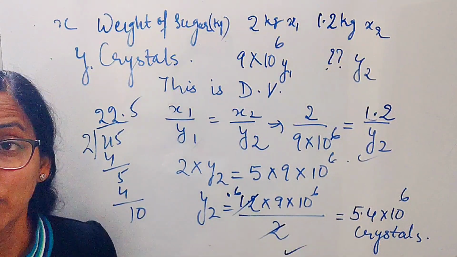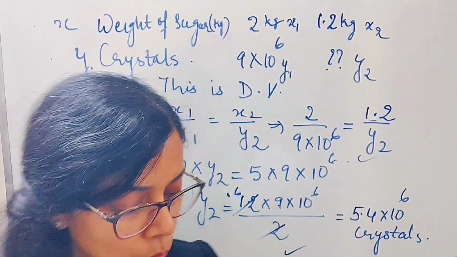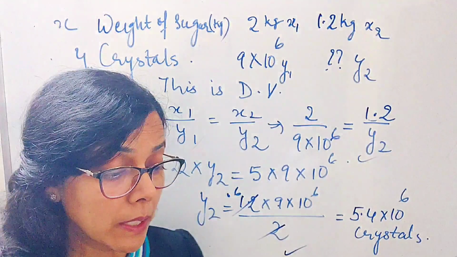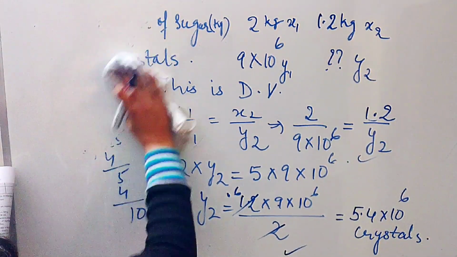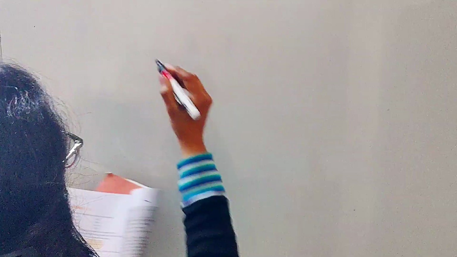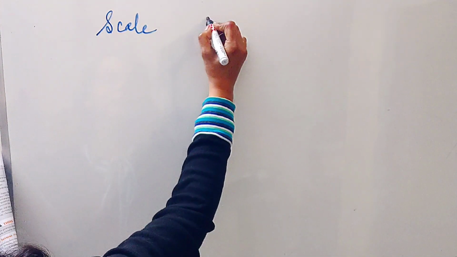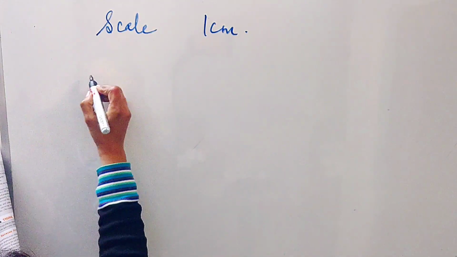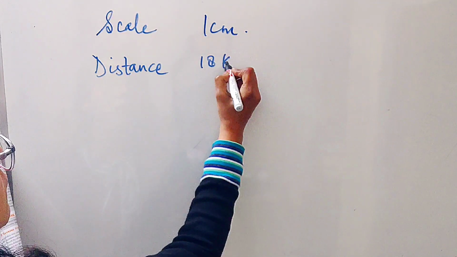Okay beta, now let's come to the next question. Rashmi has a road map with a scale of 1 centimeter representing 18 kilometers. What does it mean? When we represent something on a map, it always appears smaller. So 18 kilometers is represented as only 1 centimeter. So write down two variables here, scale. On the scale it is 1 centimeter, but the actual distance is 18 kilometers, which Rashmi is covering.